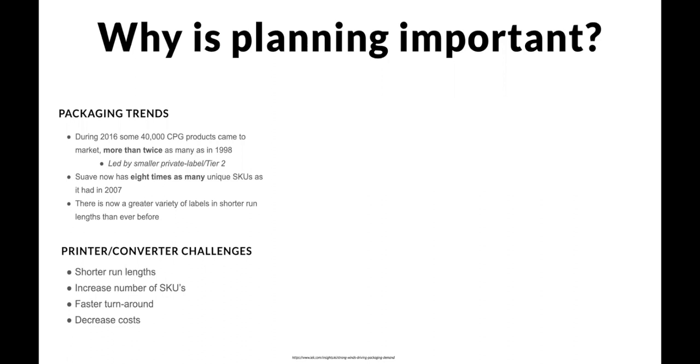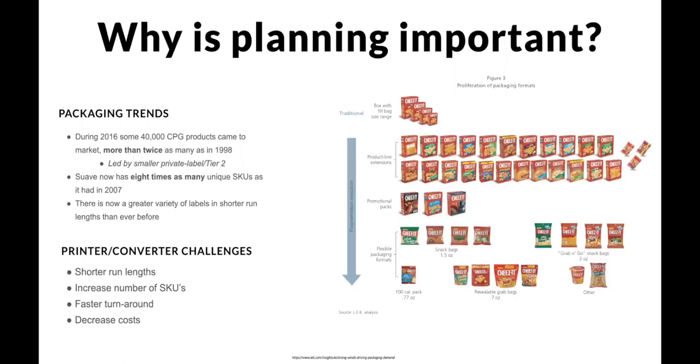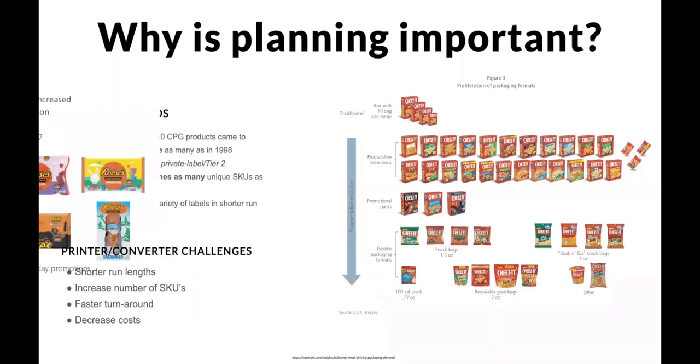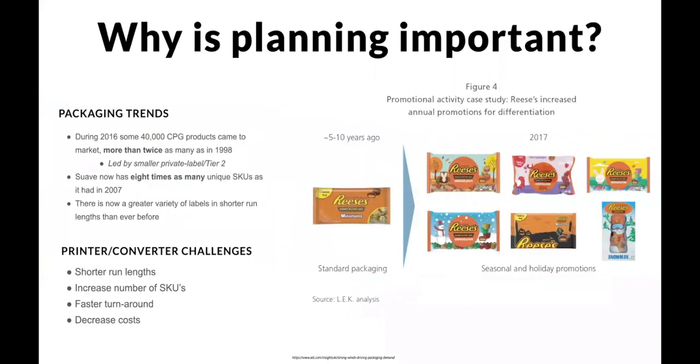the brand owners are pressuring and challenging the printer converter to not run longer runs, but rather to run shorter run lengths. They're proliferating their SKUs, so their product extension isn't just one flavor, it's several, 10, 20 flavors. The sizes are changing. We have promotional products. So we have an increased number of SKUs and shorter run lengths, and the brand owner is asking us to turn this around in the same or less time and also decrease our cost in manufacturing.